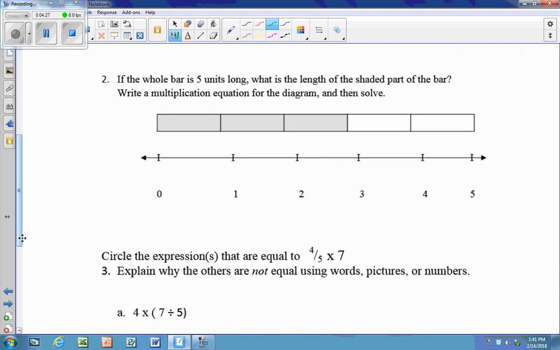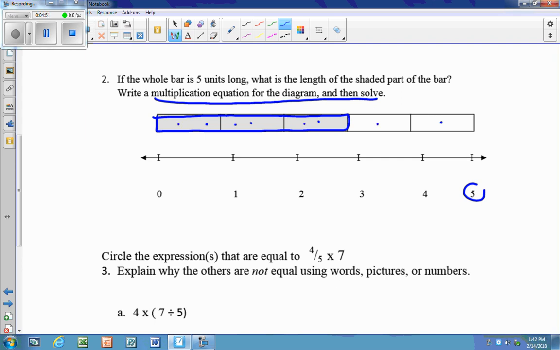So our whole bar here is 5 units long. We want to know the length of just the shaded part. That's this part. We want a multiplication equation for the diagram, and then we have to solve it, so we can't just do it in our head. So the whole bar is 5. The shaded part is 1, 2, 3 out of 1, 2, 3, 4, 5. So it's 3/5 of 5. And when we do this, we can do what we've been doing, which is 5 divided by 5 is 1, and 1 times 3 is 3, and it works out, and that's how we do our work.